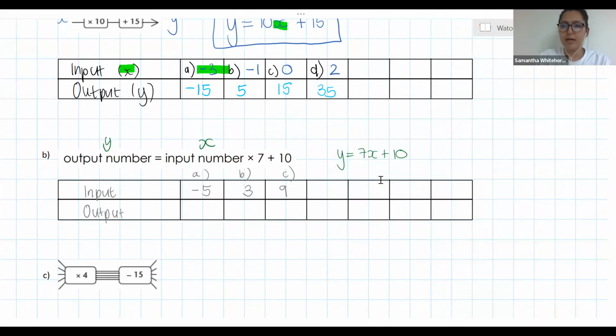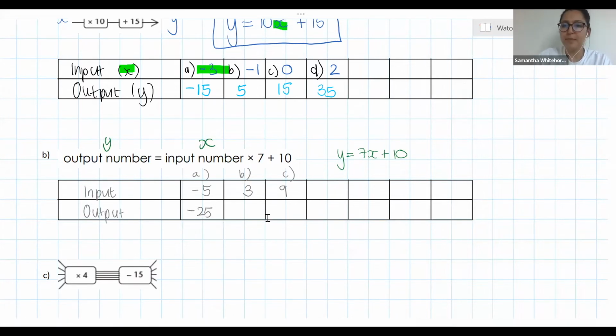Nice. Okay. Tabang, what is your output for the first one? Ma'am, I said -5 times 7, which is -35. Then I said plus 10, which is -25, ma'am. -25. Good. Well done. So guys, our output is -25. Tabang explained how we get there.